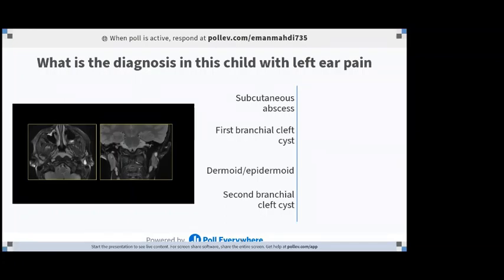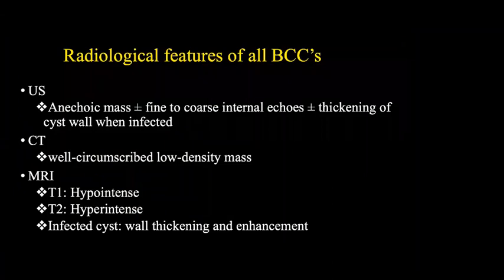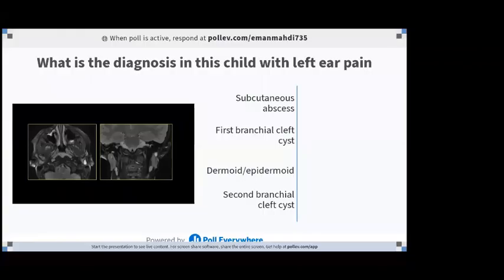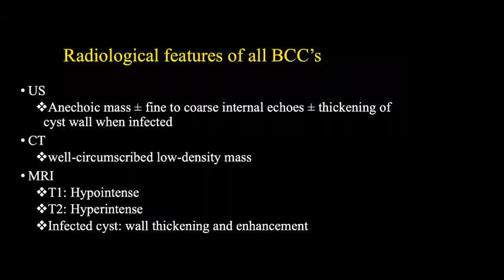Okay, variable responses. Well, so if we go back, it's the first branchial cleft cyst, and that's what we're going to talk about. So branchial cleft cyst, it's a cystic structure. On ultrasound, most likely it's anechoic, or there are fine to coarse internal echoes.